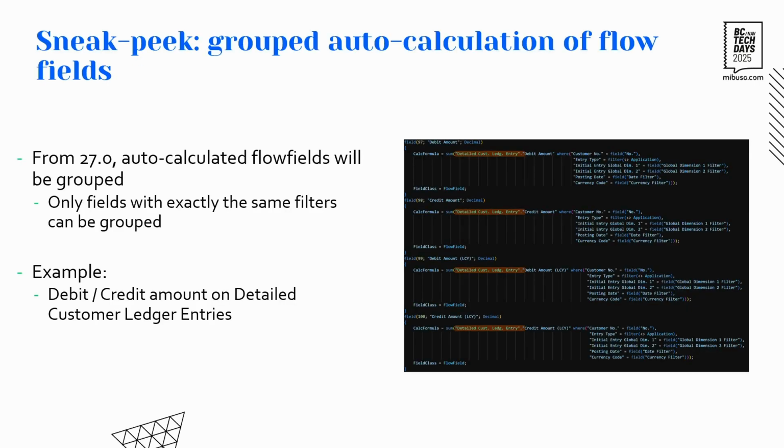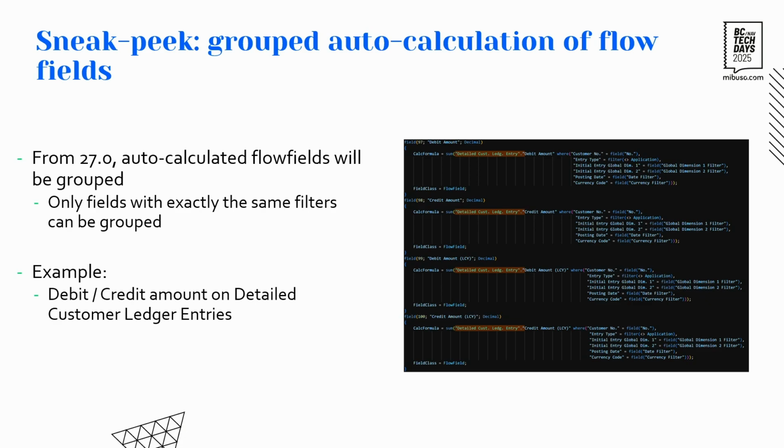Then a small sneak peek at what we're doing in 27. This was almost done for 26, but didn't make it. If you look at something like chart of accounts and other pages, you will see that there are many calculated flow fields, and a lot of them look very, very similar. That's also what I saw when I looked at this. Why are these so similar? Because they don't involve much application code, and they are very similar.